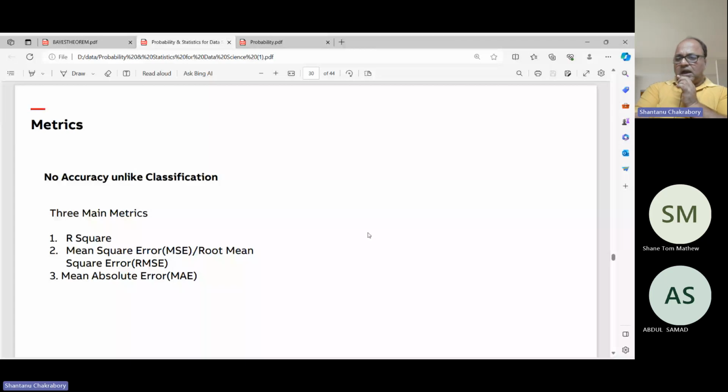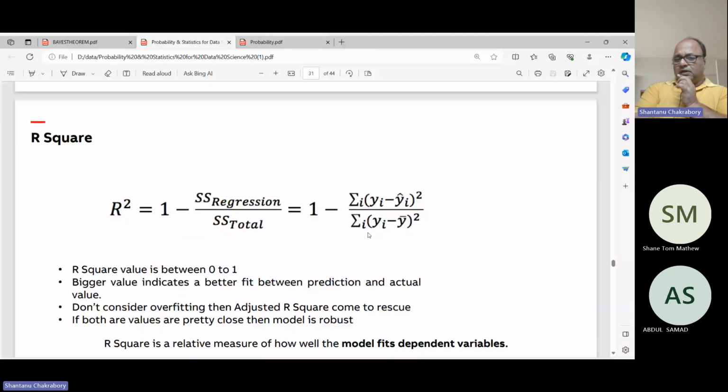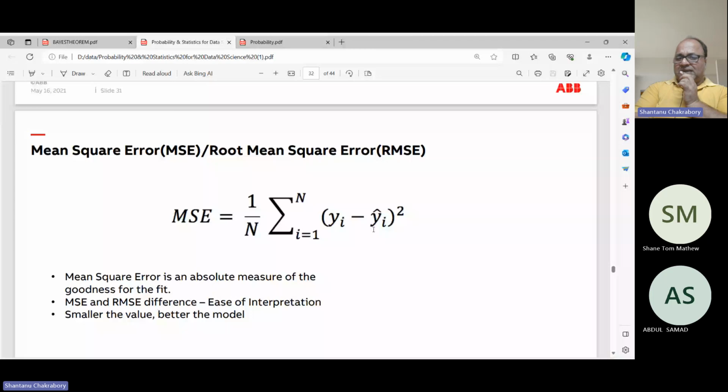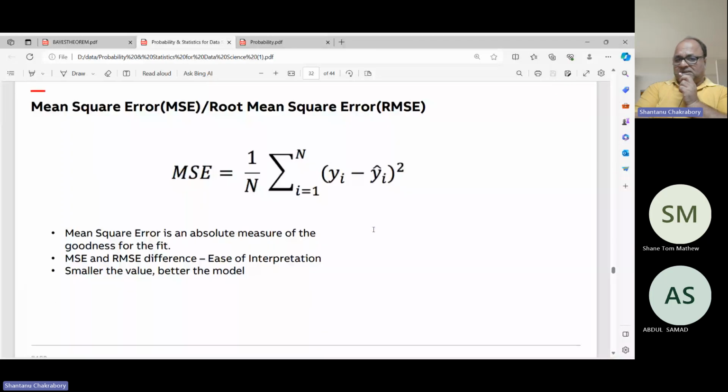This is how we calculate R square, where the value of R square lies between 0 and 1. If it is near 1, that shows the R square is very significant, right? And then we calculate the root mean square error, that is, RMSE.